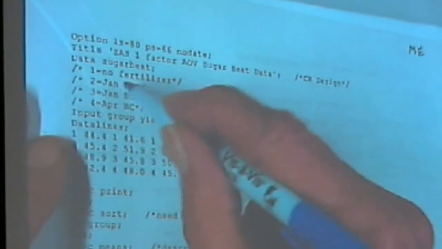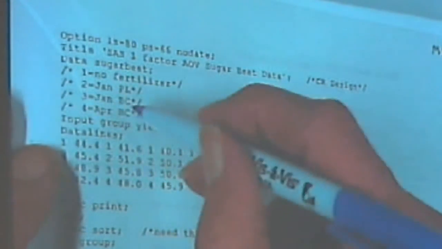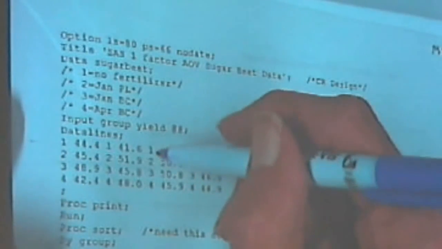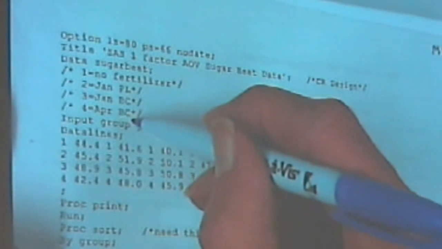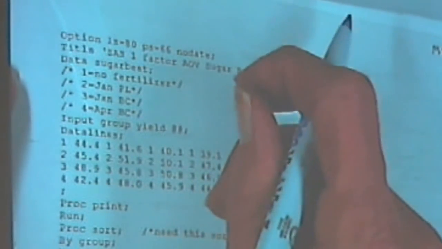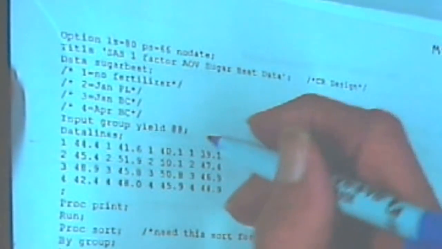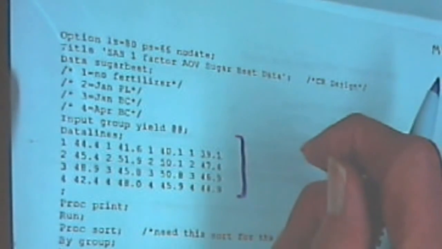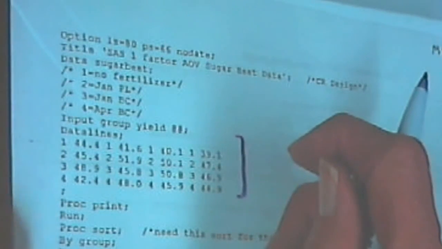But anyway, 1 is a field with no fertilizer. 2 is a field January plowed. 3, January broadcast, EC, and 4, April broadcast. So what they are doing with the fertilizer in 2, 3, and 4 is indicated there. Plowed under or broadcast just means throw it on top of the soil. So they've got 4 different types of fertilizer applications for growing these sugar beets. There they are described. So we input the data, again, multiple entries per row, on the yield in those 4 cases. And there it is.